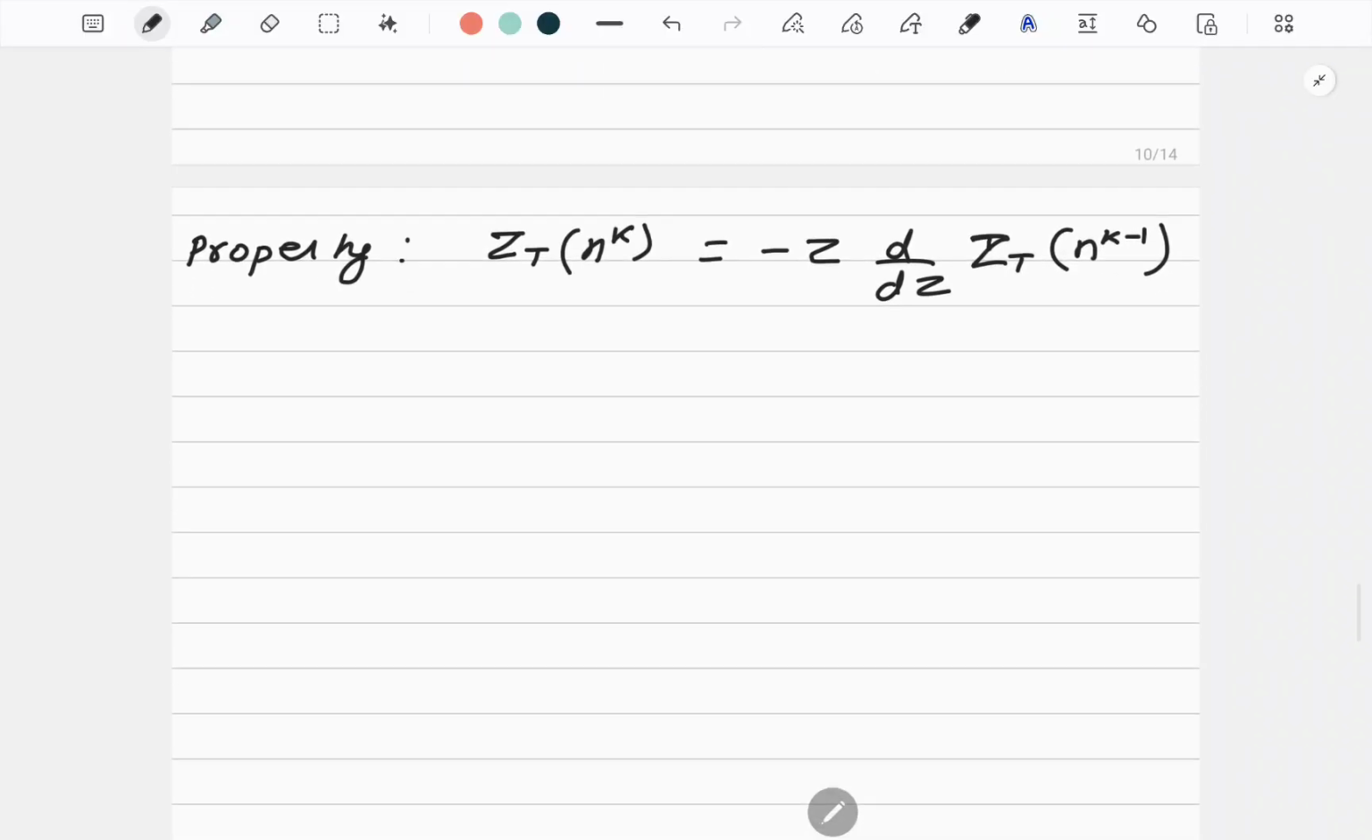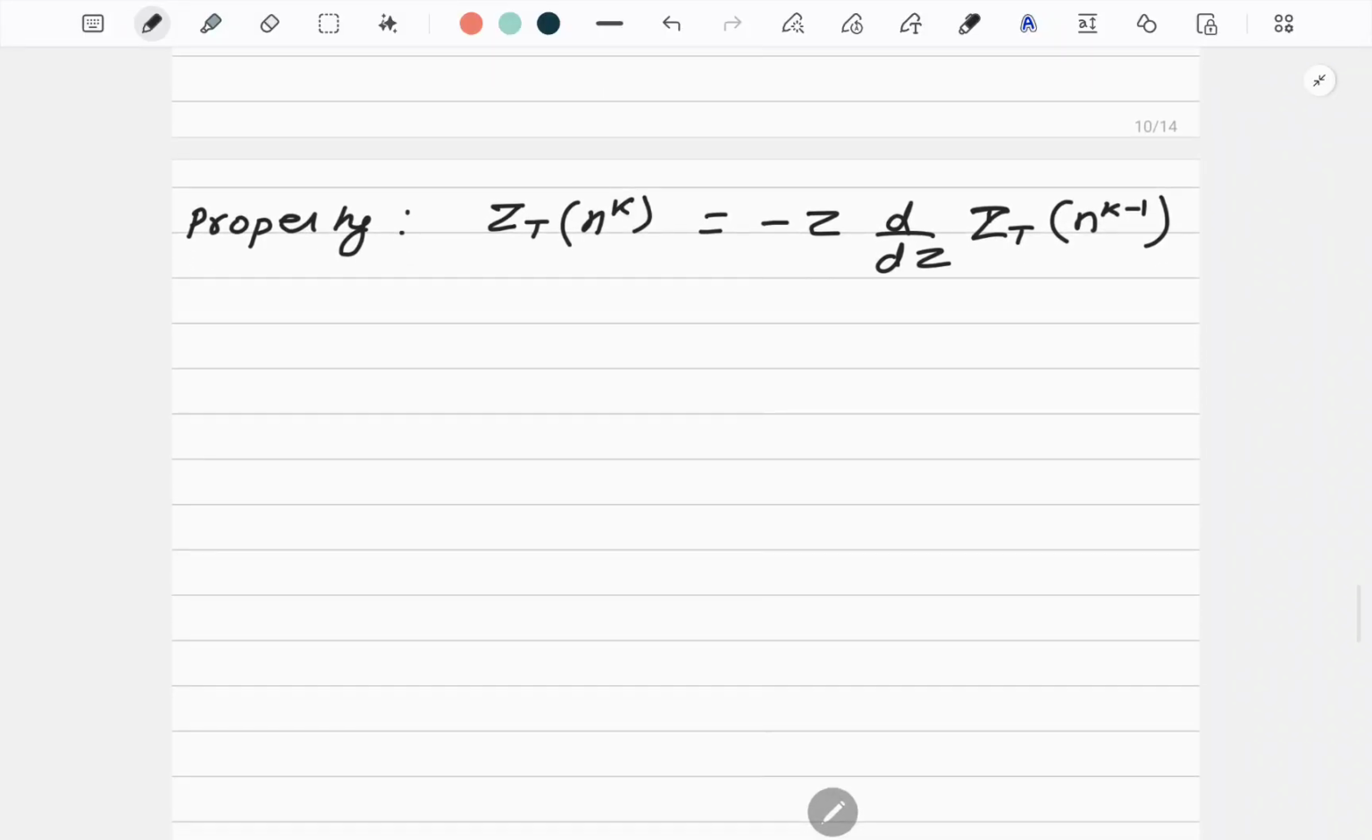That's it. Now this property is very, very important. Okay, as I told you, I forgot to do the z transform of n. I will teach you that also, but before that, let us derive this property. Derivation of this property will start from the right hand side. So I'll start with minus z d by dz of the z transform of n to the power k minus 1. Okay. So now, what is the first thing I'll be doing? I'll apply the definition of z transform.